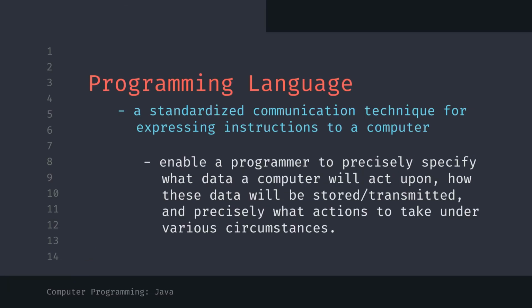Now, what is a programming language? It is a standardized communication technique for expressing instructions to a computer. Like human languages, each language has its own syntax and grammar. There are different types of programming languages that can be used to create programs, but regardless of what language you use, these instructions are translated into machine language that can be understood by the computers.